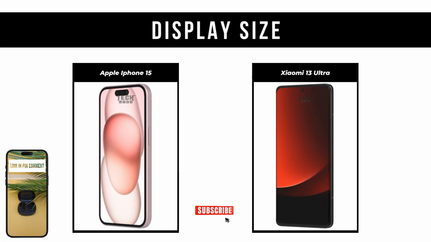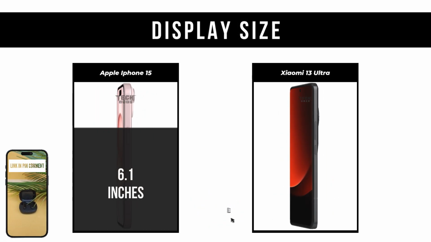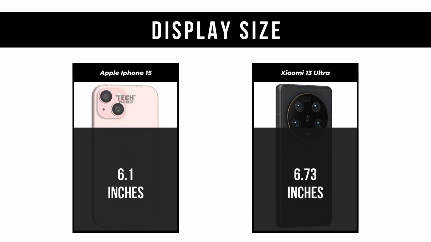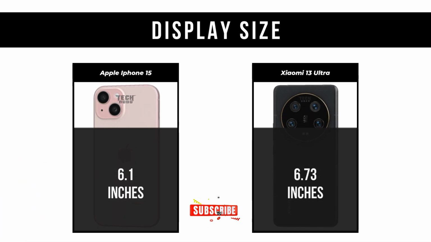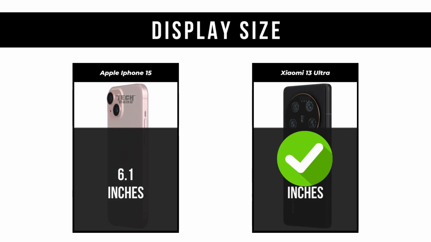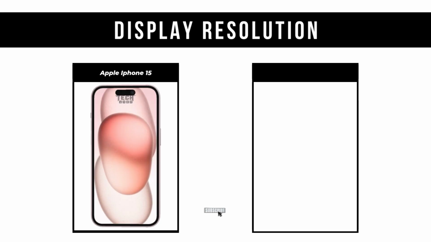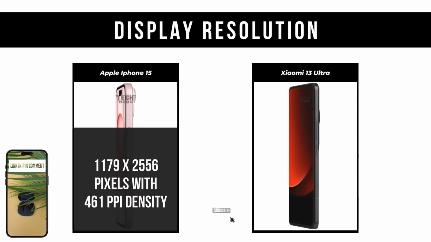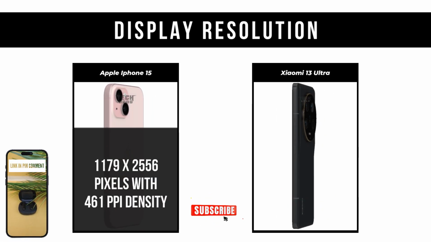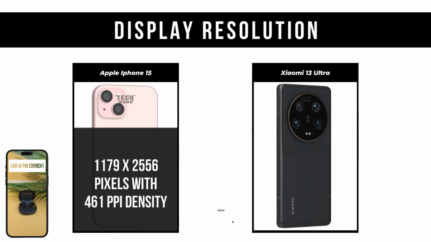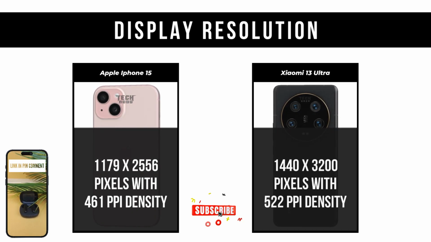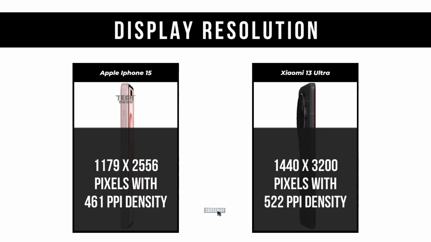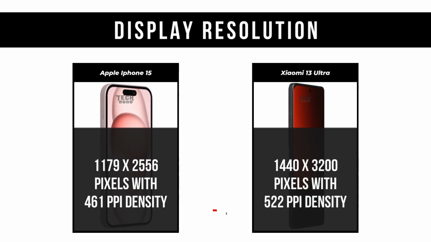Display size. Apple iPhone 15 is 6.1 inches. Xiaomi 13 Ultra is 6.73 inches. Display resolution. Apple iPhone 15 is 1179 into 2556 pixels, with 461 ppi density. Xiaomi 13 Ultra is 1440 into 3200 pixels, with 522 ppi density.